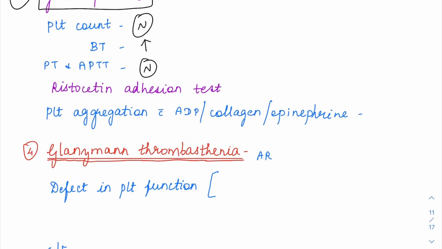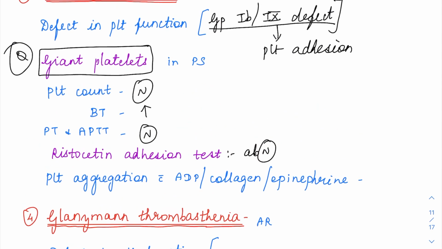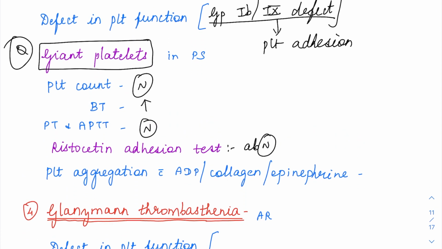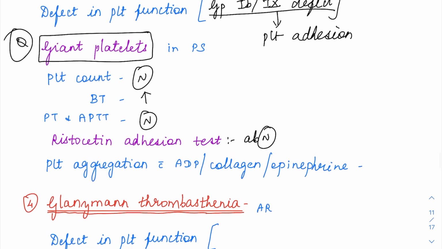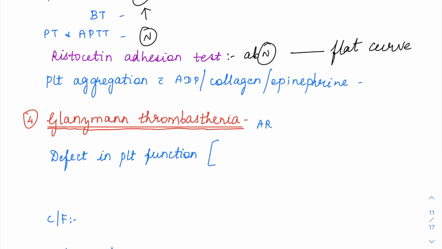Okay, so now if you do the ristocetin adhesion test, what will happen? It is going to be abnormal, right? Because here there is a glycoprotein 1b9 defect in Bernard-Soulier syndrome. 1b9 along with the Von-Willebrand factor is what causes the adhesion. So when 1b9 itself is not there, how can ristocetin help in this binding? So this ristocetin test is going to be abnormal, and there is going to be a flat curve on platelet aggregation studies with ristocetin. While platelet aggregation with ADP, collagen and epinephrine is going to be normal because glycoprotein 2b3a is normal. So aggregation can take place while adhesion cannot take place. So this curve is going to be normal.